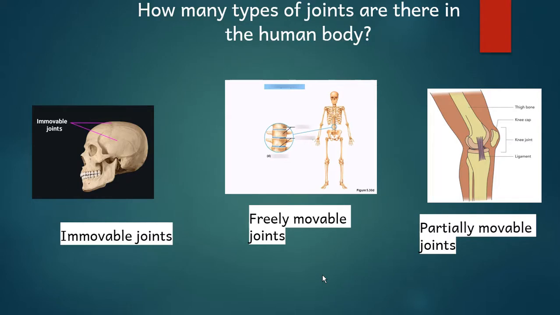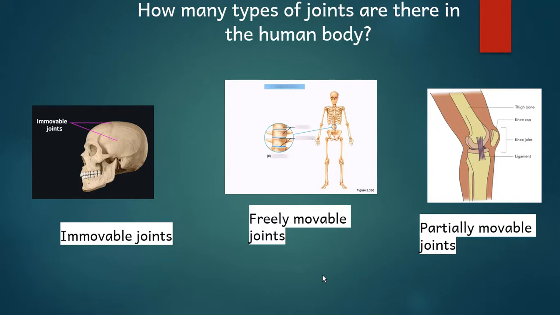There are 3 types of joints present in the human body: immovable joint, freely movable joint and partially movable joint. The name itself will tell you what each joint means. Repeating it: immovable joint, freely movable joint and partially movable joint. Immovable does not allow any movement.